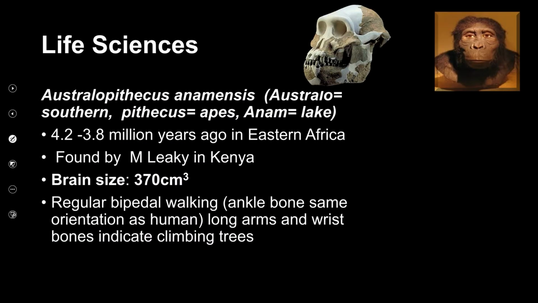counterparts. Right, then the next species we're going to have a look at is called Australopithecus Anamensis, and it means southern apes, and they were found in the lake area. They lived about 4.2 to 3.8 million years ago. They were also found in Eastern Africa. They were found by Mary Leakey in Kenya. Their brain size is also quite small, only 370 cc's.